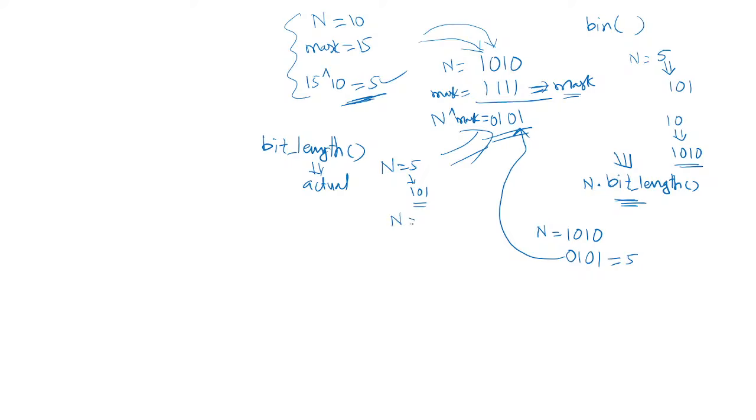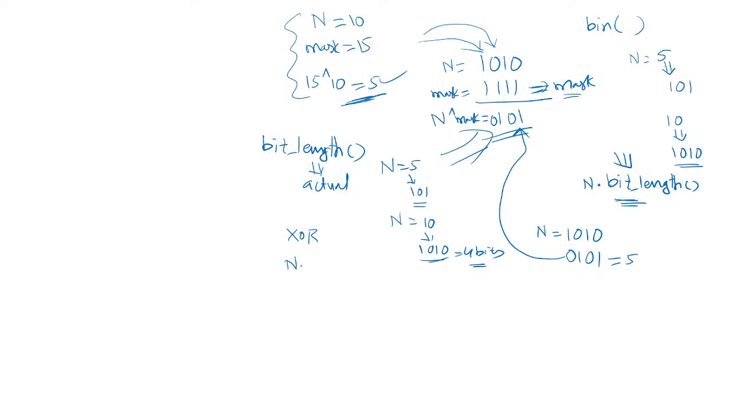Okay, so if n is 10, its binary representation is 1010. It requires only 4 bits. So if you ask for the bit length of 10, it gives the result 4. Why do we require this actual number of bits? Because we can use a XOR property here.